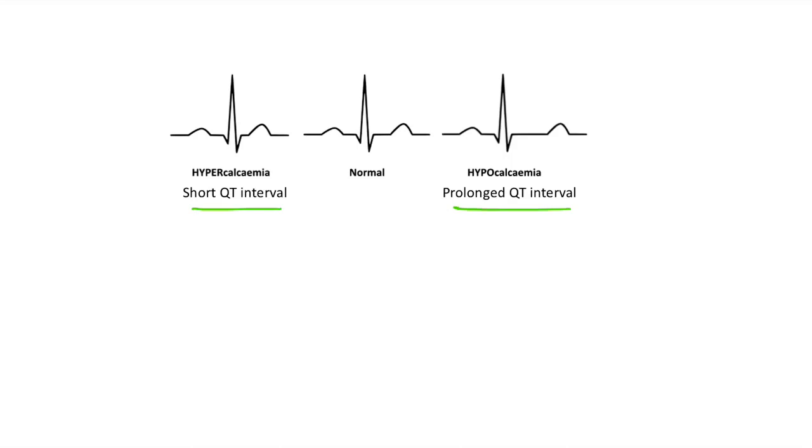In case of hypercalcemia, there will be short QT interval, and in hypocalcemia, there will be prolonged QT interval. This picture shows the normal QT interval. As you can see, in hypercalcemia, there will be short QT interval, and in hypocalcemia, there will be prolonged QT interval.